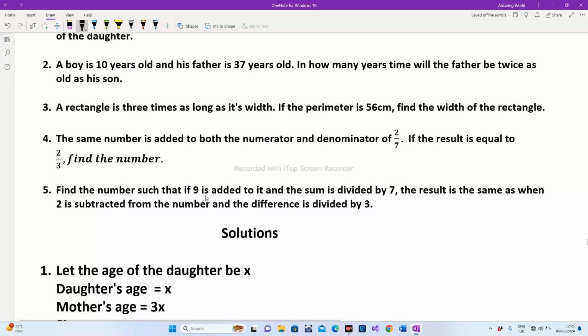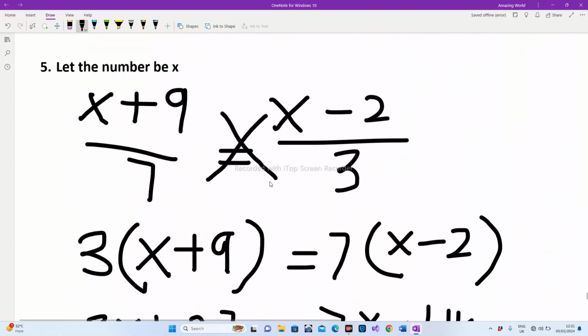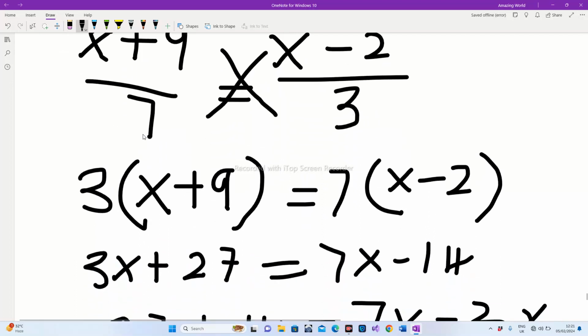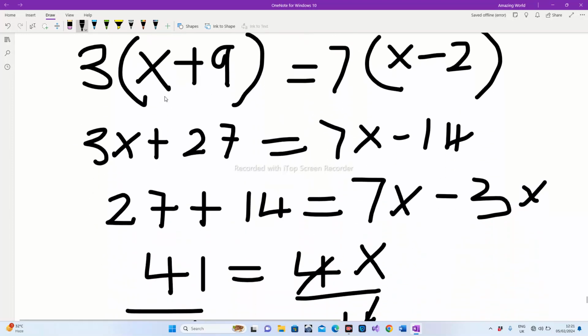Find the number that if 9 is added to it, the sum is divided by 7, and the result is the same as when 2 is subtracted from that number and the difference is divided by 3. So we can have this, that we have x plus 9 divided by 7 is equal to x minus 2 divided by 3, and when we cross multiply we have 3 multiplying x plus 9, that will give us 3 bracket x plus 9 equals 7 bracket x minus 2. So 3 times x gives us 3x, 3 times 9 gives us 27, 7 times x gives us 7x, 7 times 2 gives us 14.